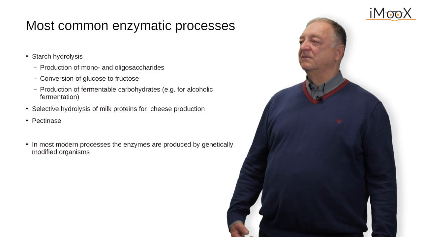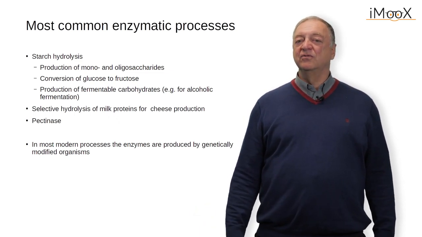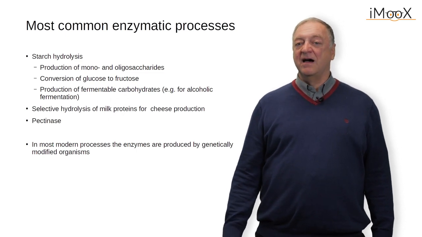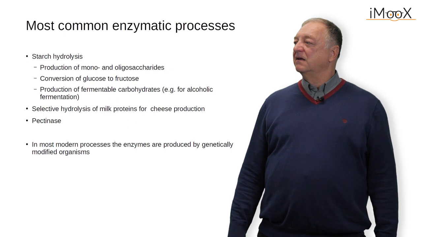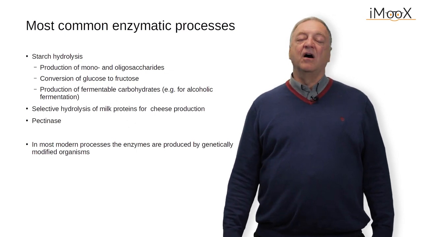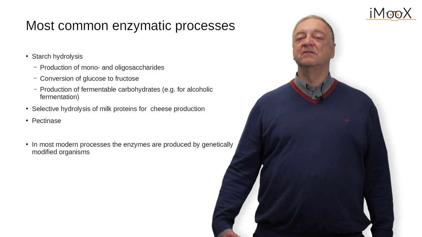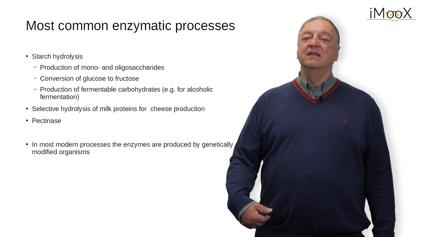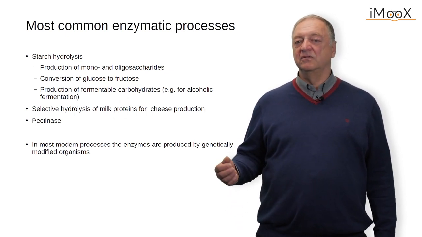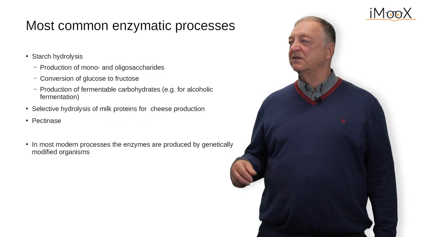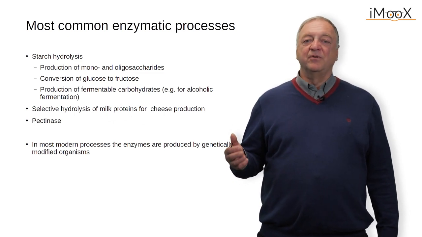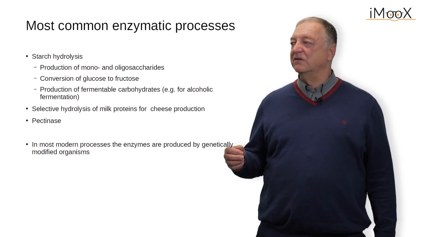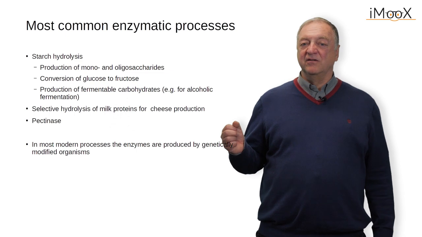So the first and main enzymes that are used are for the hydrolysis of starch. These are the amylases. We have been talking about hydrolysis of polysaccharides for the formation of monosaccharides or disaccharides, the conversion of glucose to fructose, and also the production of fermentable carbohydrates that can be used for alcohol or for acetic acid production, as I was talking about in the beginning of this series.